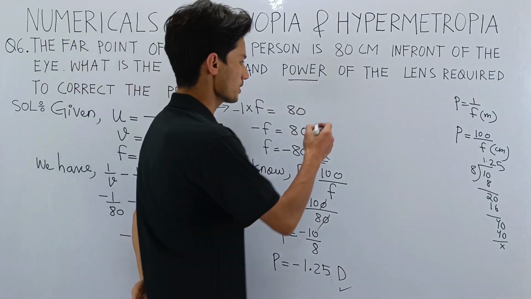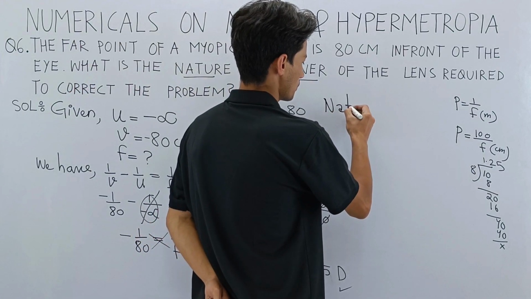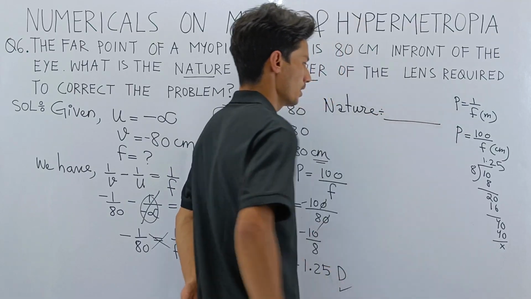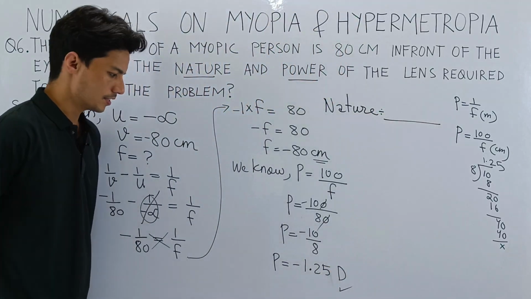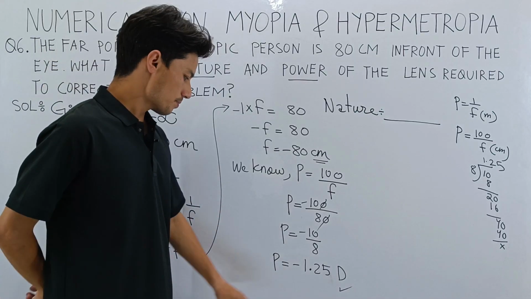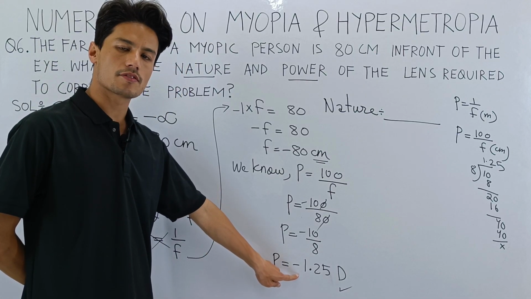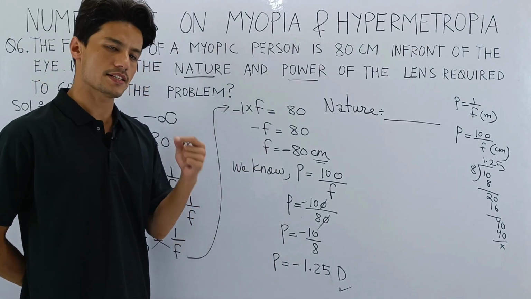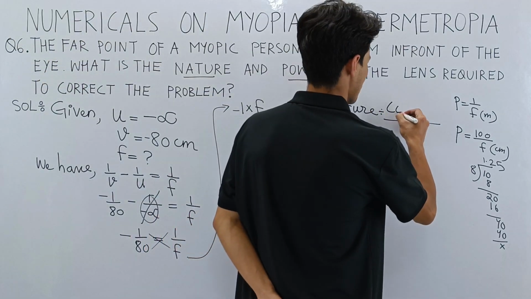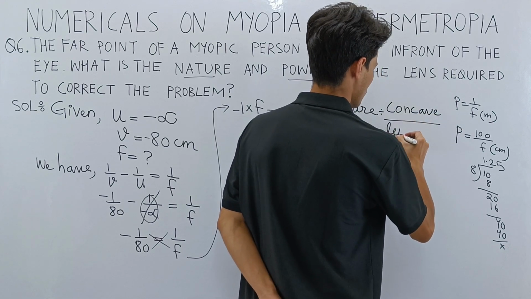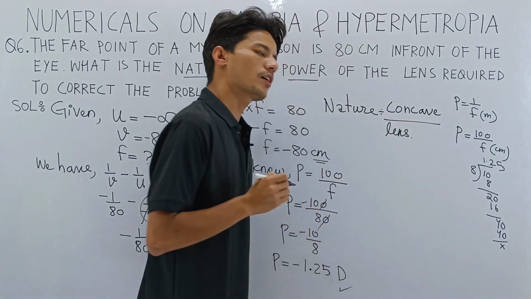Then the question is asking the nature. What will be the nature, class? What type of lens is this? Now power is negative. Which type of lens has negative power, concave or convex? Yes, it's concave. It's a concave lens. So the nature is concave lens.